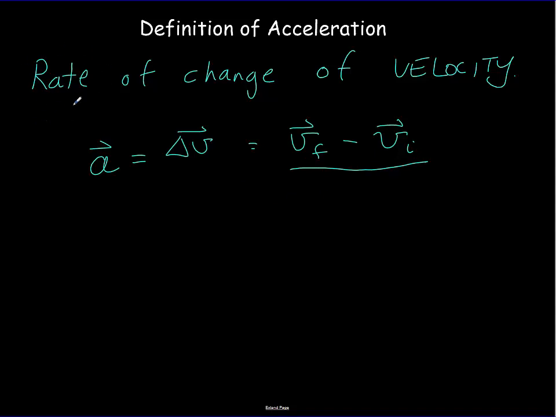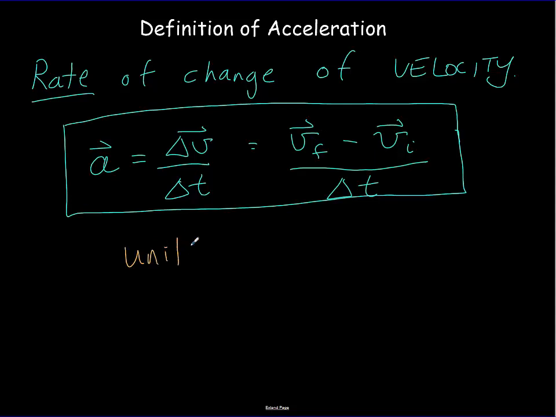And whenever we say that something is a rate, that means we're finding out how much of something changes per unit time. In other words, we're dividing by time. And I'm going to write that as a delta t to represent the amount of time it took to change from that initial velocity vector to this final velocity vector. And the units for acceleration, it's always going to be speed units per unit time.